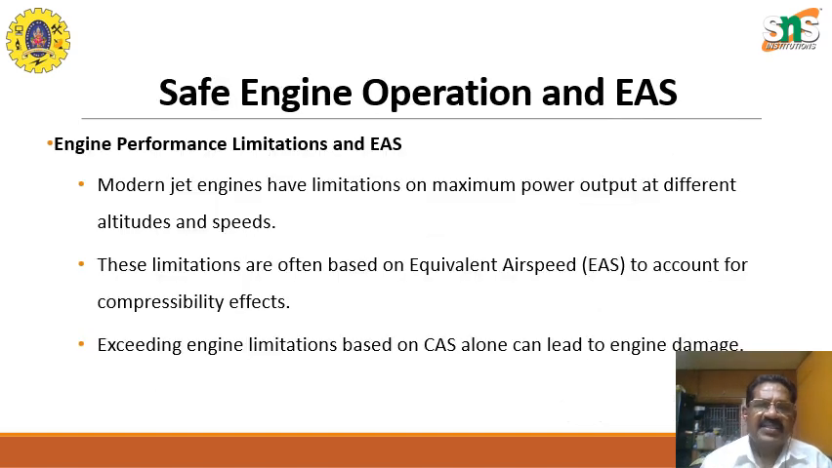Safe engine operation and EAS. Engine performance limitations and EAS. Modern jet engines have limitations on the maximum power output at different altitudes and speeds. These limitations are often based on the equivalent airspeed to account for compressibility effects. Exceeding engine limitations based on CAS alone can lead to engine damage.